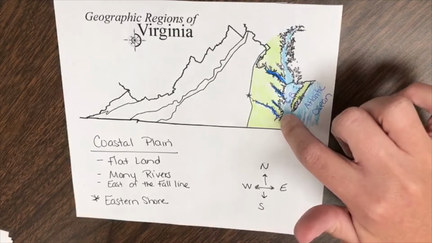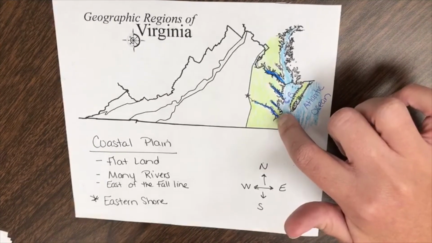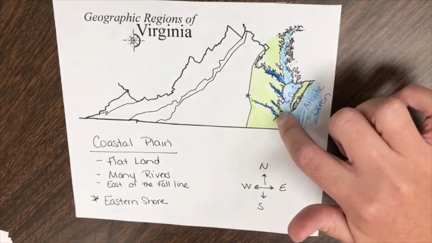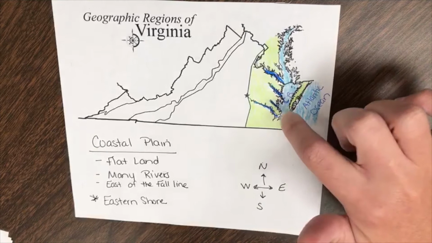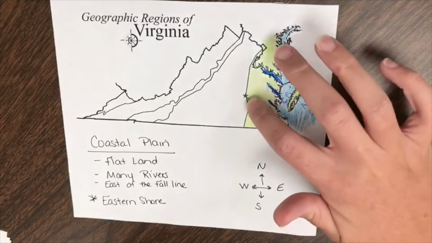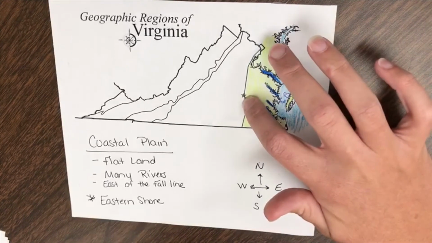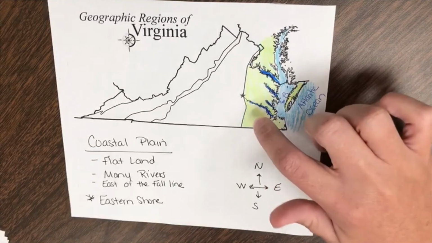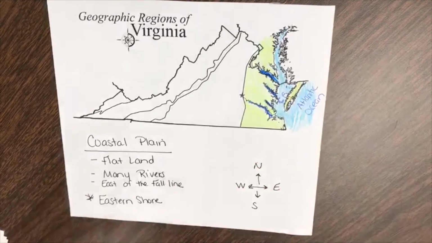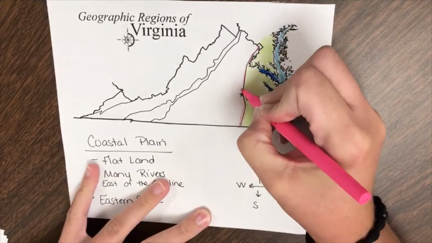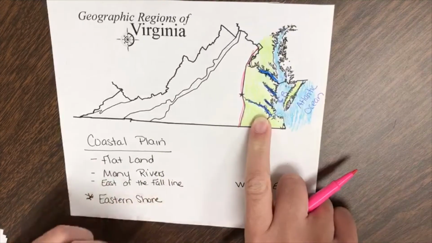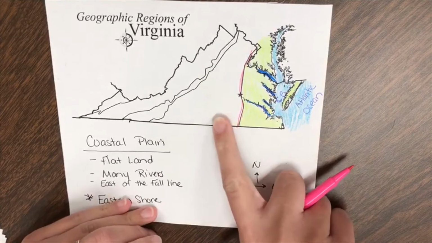Then finally we have the James River, and on the James River we have 2 cities, Richmond, which is where this star is, and Jamestown. Now Richmond is close to us, but it is actually in the Piedmont region, and it is on this line right here that is called the fall line. And the fall line is what separates the Coastal Plain region and the Piedmont region.